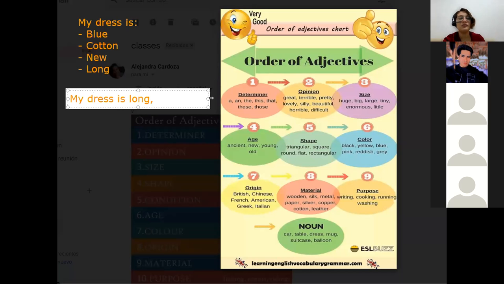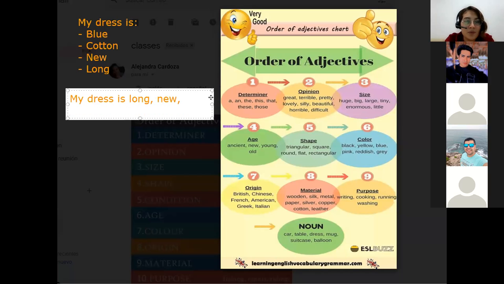Y luego, ¿cuál iría? What do you think? New. Age. New. That's right. My dress is long, new. And then? Blue. Color. That's right. No tenemos shape. No hablamos de cuál es la forma. Lo que tenemos a continuación es el color. So, blue. And... cotton. Va quedando. Cotton. Exactly. It's the material, right.